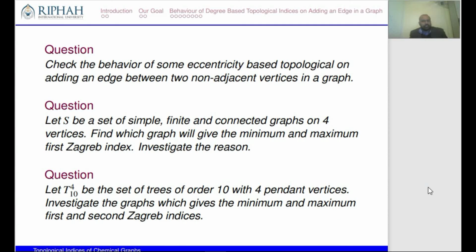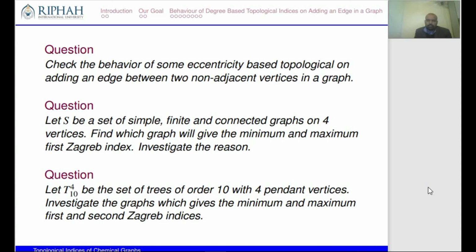Some more questions and exercises for you. Check the behavior of some eccentricity based topological indices. In this lecture we didn't discuss any eccentricity based topological indices, but this is very easy because eccentricity depends upon the distances between vertices, and we discussed the behavior of distances when we add an edge. So you can easily discuss the eccentricity based topological indices when we add an edge between two non-adjacent vertices.